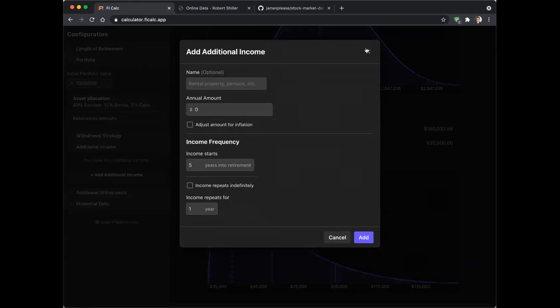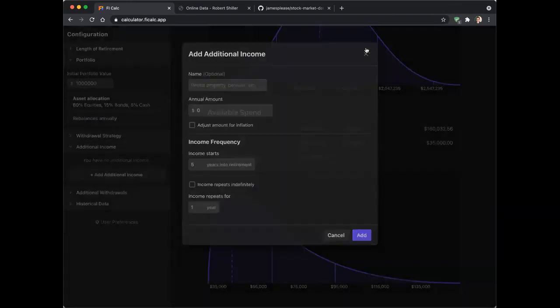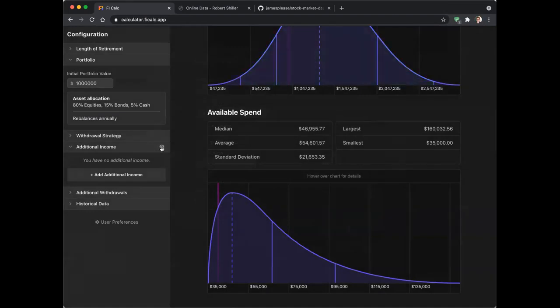Cool. There are things that I would like to add to additional income based on feedback people have messaged me. I know that it doesn't support all of the features that everyone needs for everything, but it's a start. And the way additional income works is it reduces the withdrawal that you actually make. One thing that's a more complicated idea in FI Calc is this difference between the target spend that you have and the actual withdrawal that you make.